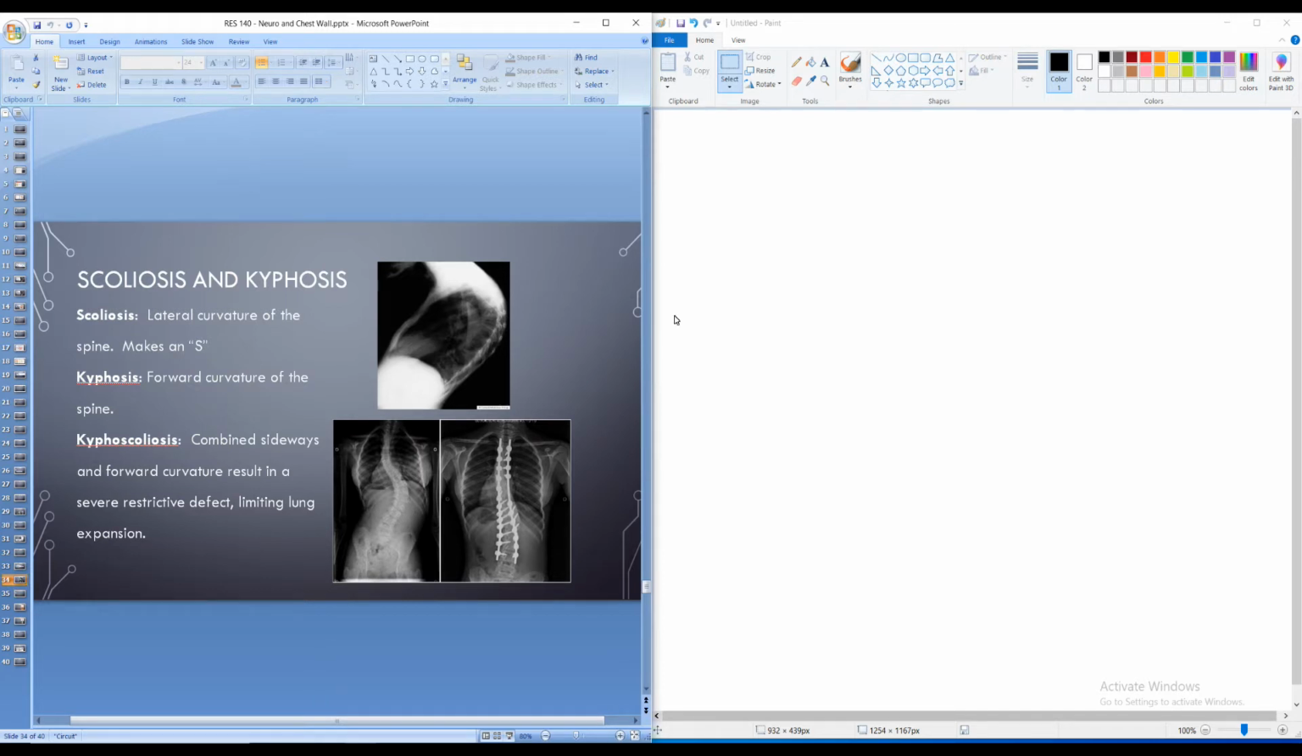Scoliosis and kyphosis. So scoliosis, I'm sure you guys have heard of this. You probably got checked for it in junior high and all that stuff. Basically, this is lateral curvature of the spine. So we have our guy. So here's our patient. We have patient right, patient left.